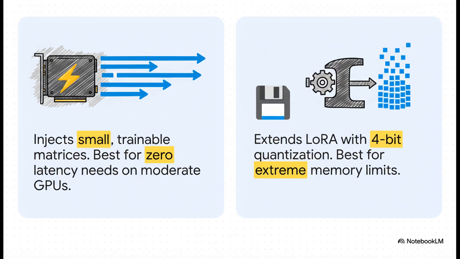If you've got a decent GPU and you absolutely cannot have any extra lag when the model is generating a response, LoRA is your go-to. But if you're on a tighter budget, maybe using a consumer GPU, or you're wrestling with a truly gigantic model, then QLoRA is your savior. Its aggressive quantization shrinks the model down so you can actually work with it.